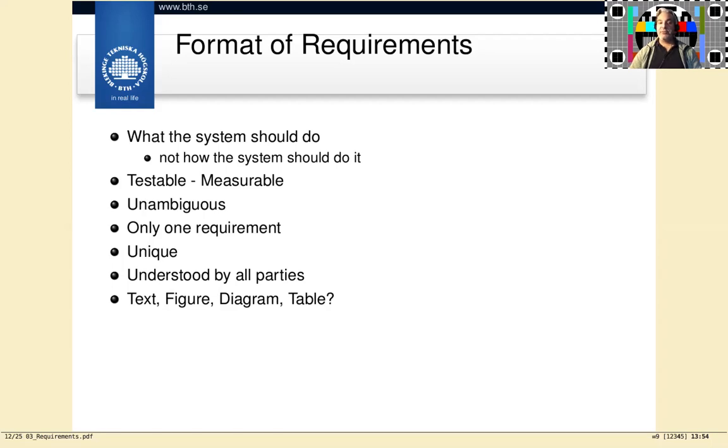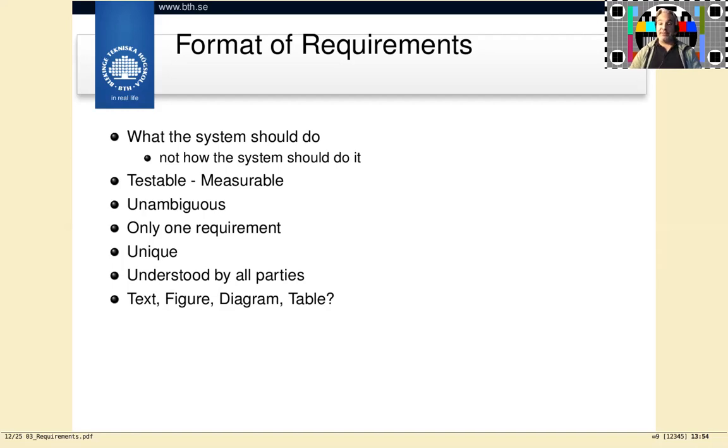It should be unambiguous for the same reason, so that I should be able to say that now I've satisfied this requirement, and there's no different interpretation where I misunderstood the requirement in some way. Each requirement should only be one requirement. Sometimes you'll find a couple of requirements merged into one. It should be unique, so that if I look through the requirement specification and find the same requirement in different sections, then it's not unique, obviously. So if I have a requirement, it should be in one place and one place only.